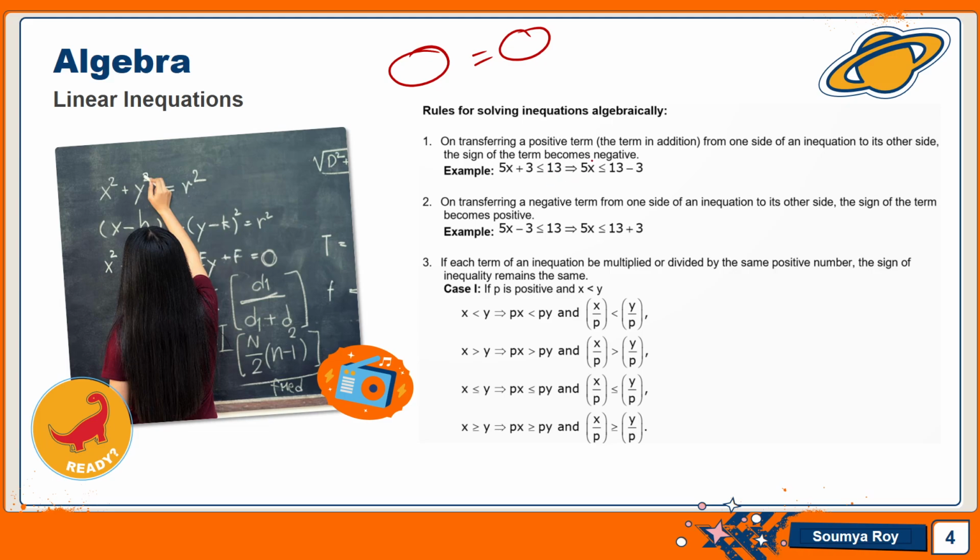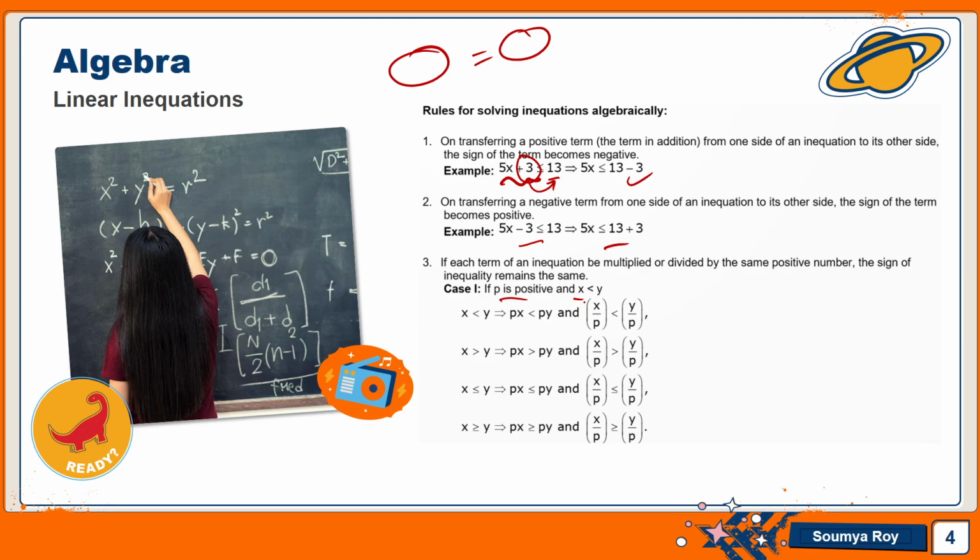Simply, when you are moving, see, 5x plus 3 less than or equal to 13. Sorry for that. So when this plus 3 goes to the other side, just like the equal to, think like linear equations, the sign changes here also. Minus changes to plus, plus changes to minus when you are transferring. Similarly, see here, one more similar thing.